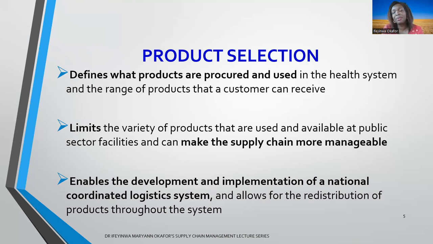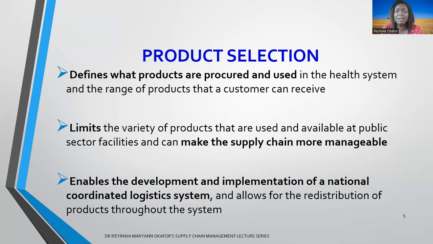Now, product selection defines what products are procured and used in the health system. It also tells us the range of products that are available for our customers to receive.